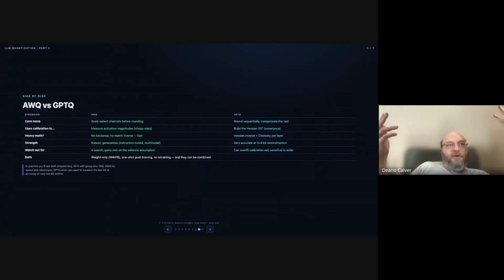They both require calibration. AWQ is pretty cheap, gives you a good result. GPTQ is much more sensitive. You can overfit calibration data. You have to get the order right. It involves math, so it's more expensive and statistically difficult. But at the same time, it's still not that hard. So you probably want to use both.